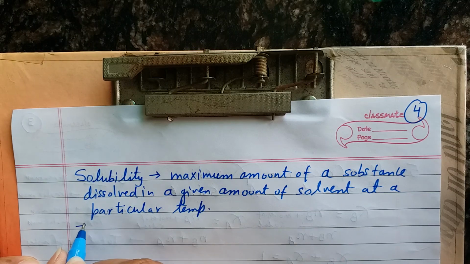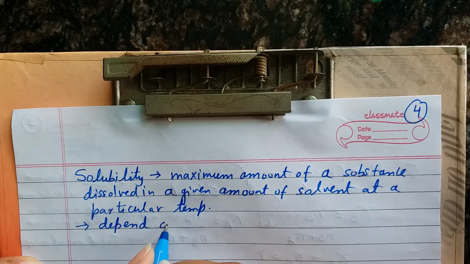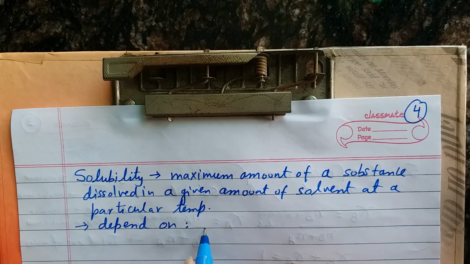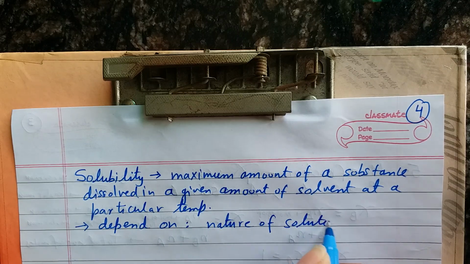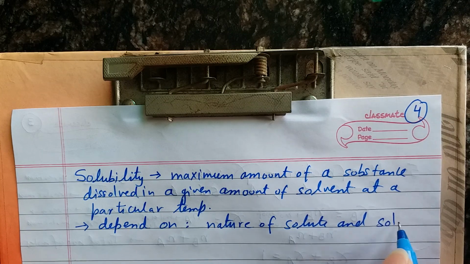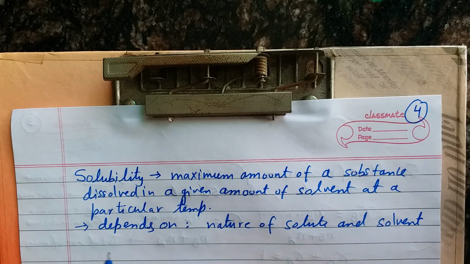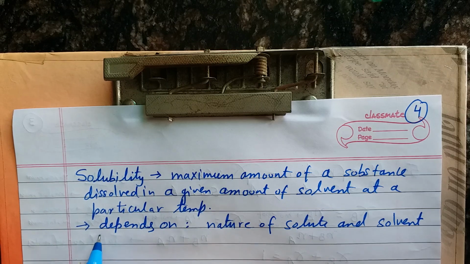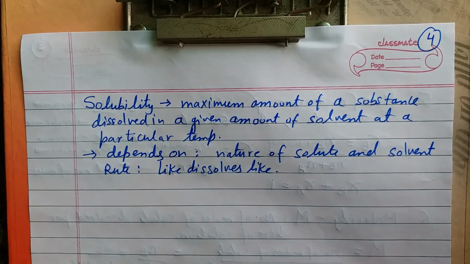And this solubility is found to depend on several factors. Number one, it depends on the nature of the solute and the solvent. Here I will give you the golden rule. The golden rule is like dissolves like.